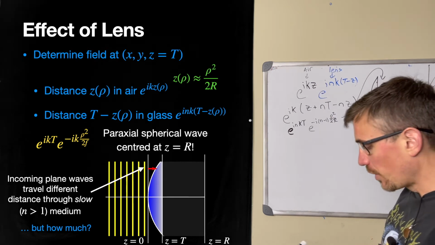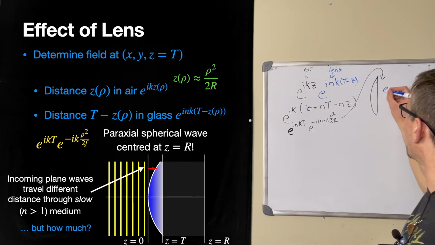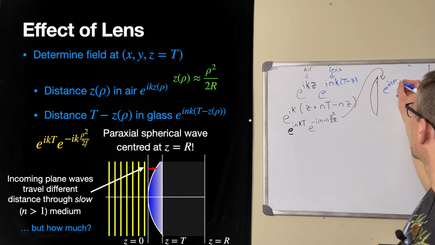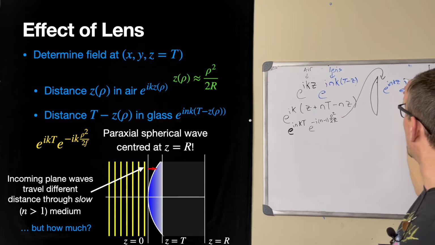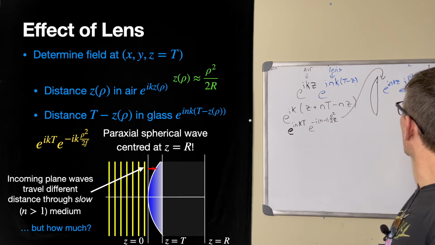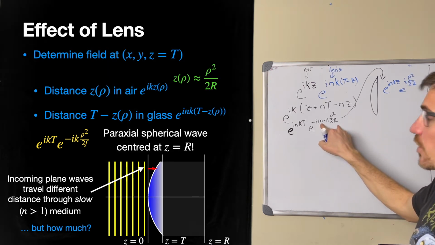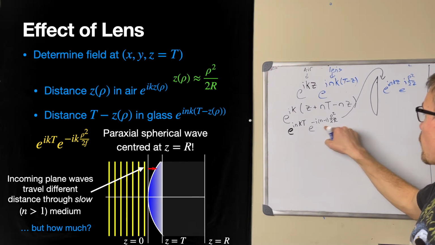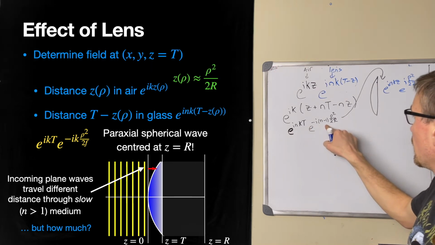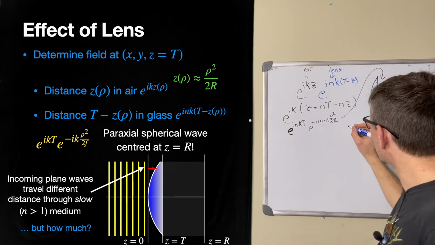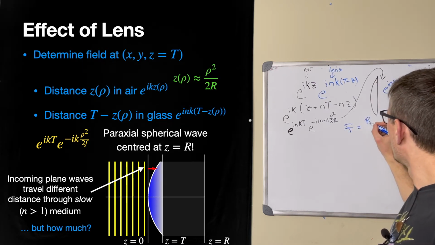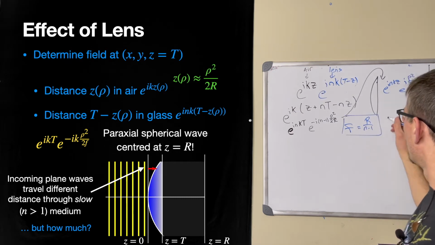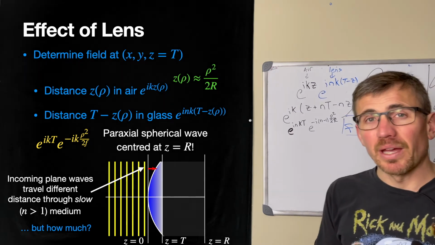So remember the paraxial spherical wave equation, we had e to the i n k z times e to the i rho squared over 2z. So it's like a spherical wave with a different origin, right? We're to the right instead of to the left, so we have a minus sign. And the origin is what looks like it's at what we call f, which is equal to r over n minus 1. By the way, we're going to call that the focal length. This is what we have for our lens.